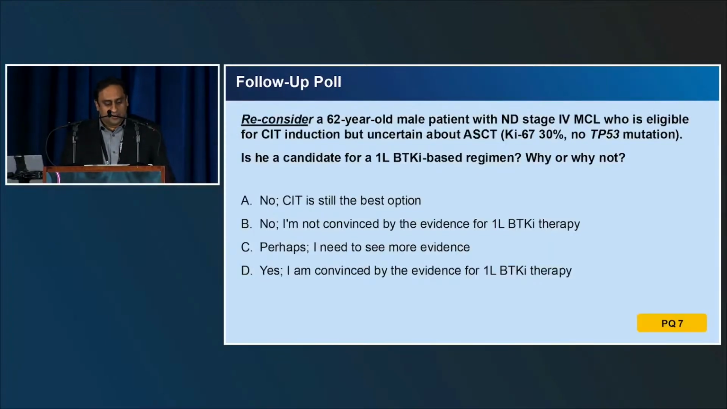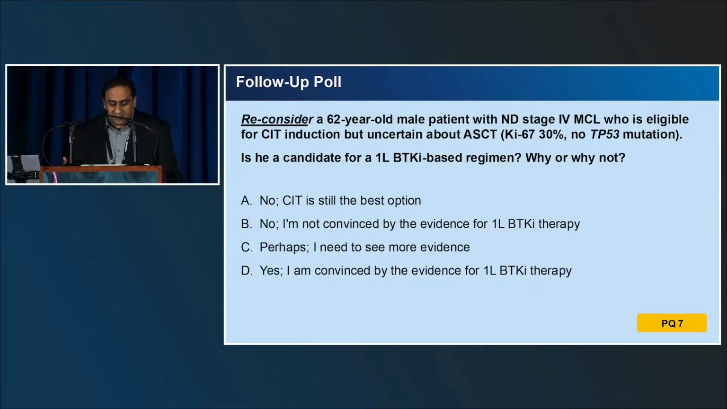So we're going to go back to this poll, and sort of the same question we asked earlier. The 62-year-old gentleman, we talked about him already several times. He's eligible for chemoimmunotherapy, but uncertain about transplant. What is the approach you want to take?